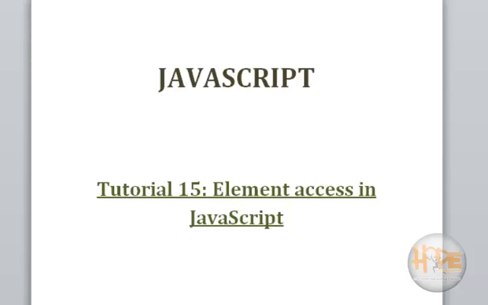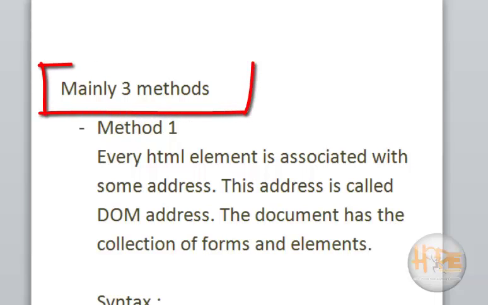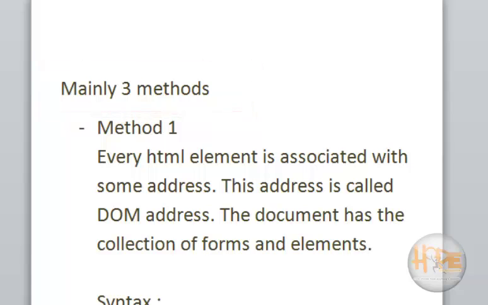In this tutorial, we will discuss how to get access of HTML elements using JavaScript. There are several ways by which we can get access of the elements of HTML, but there are mainly three methods. In the first method, every HTML element is associated with some address. This address is called DOM address. Here DOM is Document Object Model.